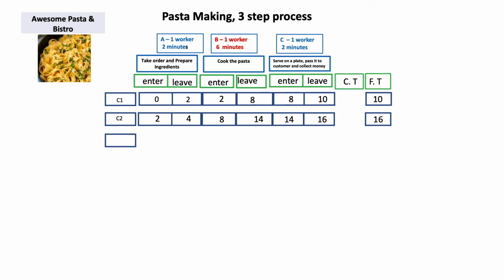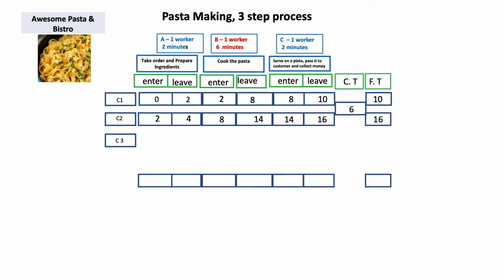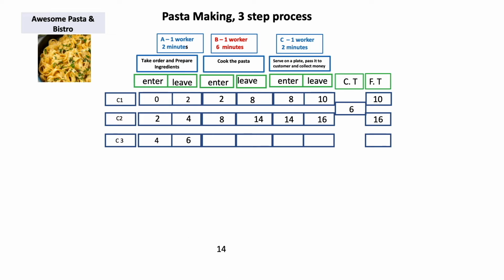You can apply the same logic between customer 2 and customer 3 to find the cycle time. Let me fill up customer 3's data here. He comes in and follows the system, and he will get his pasta at time equals 22 minutes.